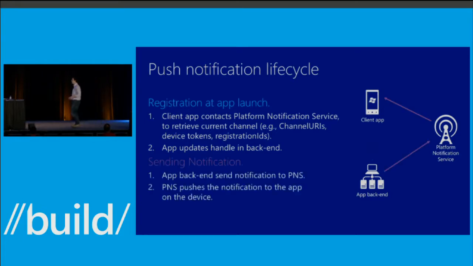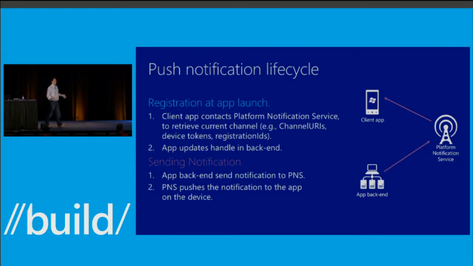When you want to send a notification, you have to retrieve this token or handle or channel URI and contact the platform notification service mentioning that handle to send a notification. So what happens is that you have in your backend a big registry of all these handles, which also is not really working anymore.